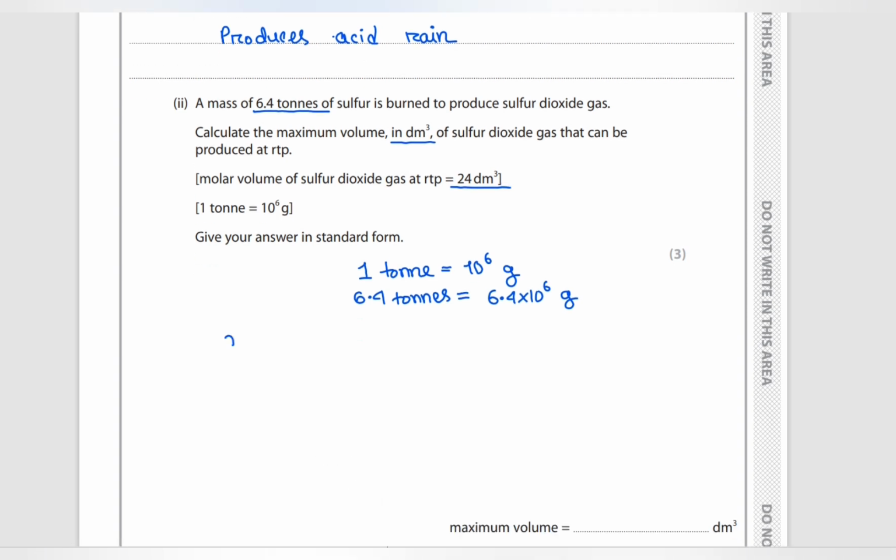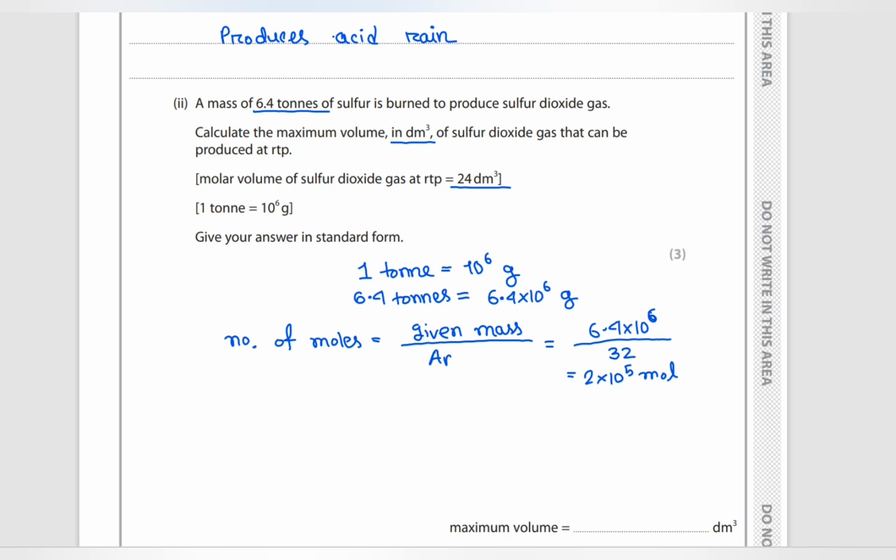Now using the equation, number of moles is equal to given mass divided by Ar, that is 6.4 into 10 to the power 6 divided by 32. If you calculate it, you get a value of 2 into 10 to the power 5. So 2 into 10 to the power 5 moles. This is the number of moles.